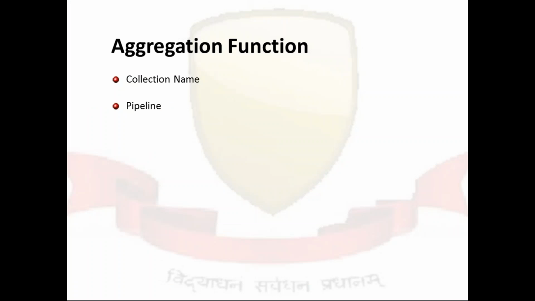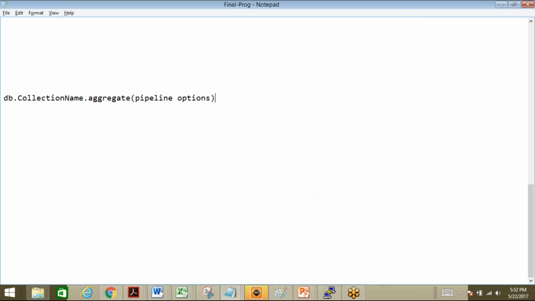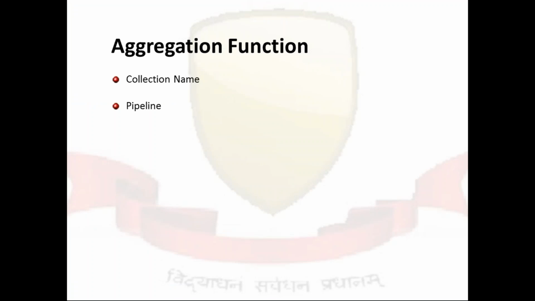Now let's go back. So here you can see in our notepad that we have two points. One is your collection name, and another is pipeline options. Let us discuss them in more detail. The collection name, as you know very well, is the name of the collection on which we want to apply the aggregate function. And the aggregate pipeline is a framework which performs aggregation for us.